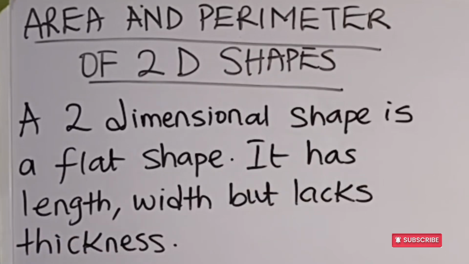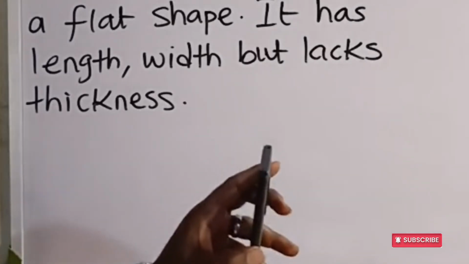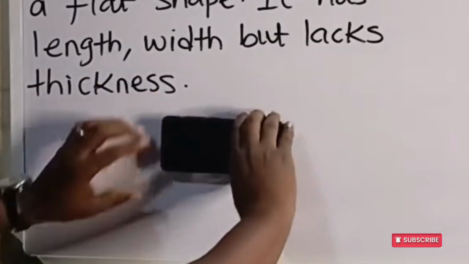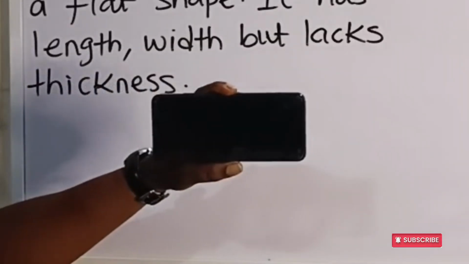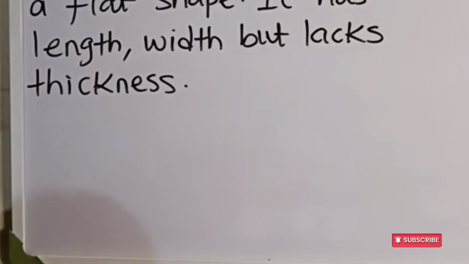So a two-dimensional shape is a flat shape. It consists of a length. It also has width, but it lacks thickness. Because it lacks thickness, it can be described as a flat shape. I'm going to use this phone that I'm using here as an example. So this phone here, from your point of view, looks like this.